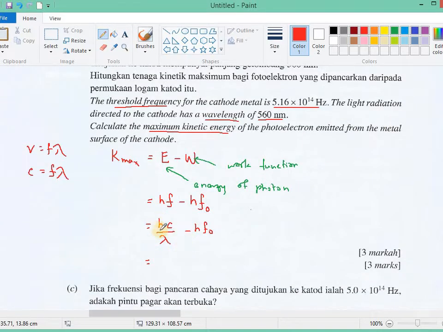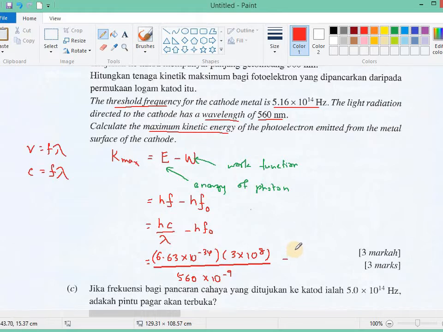Alright, so this h is the Planck constant. Planck constant is 6.63 times 10 power negative 34. Speed of light 3 times 10 power 8 meters per second, over the wavelength. So the wavelength is 560 nanometers.